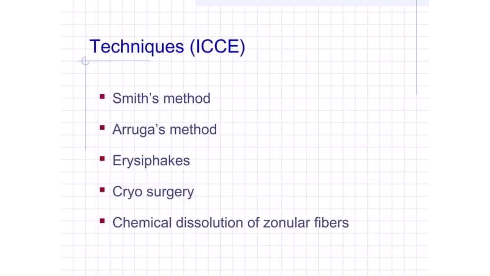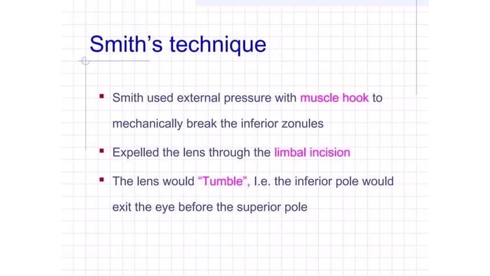So there were various techniques depending on the names of the scientists who designed them, and these are some of the techniques shown. So, Smith's technique, for example. Now, this particular scientist used external pressure of a muscle hook to break the zonules inferiorly and tumble the cataractous lens out of the eyeball through the inferior limbus.